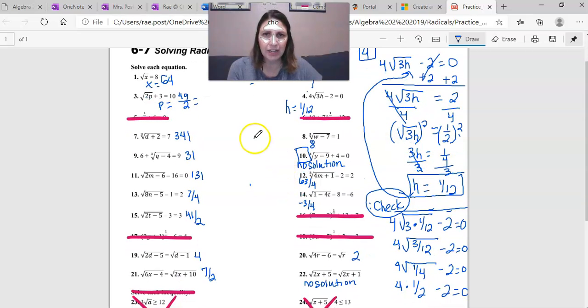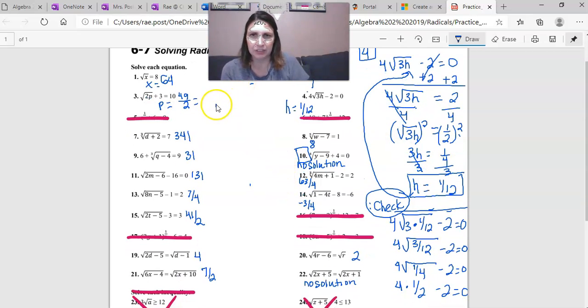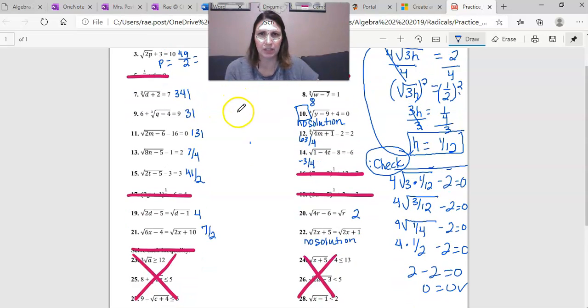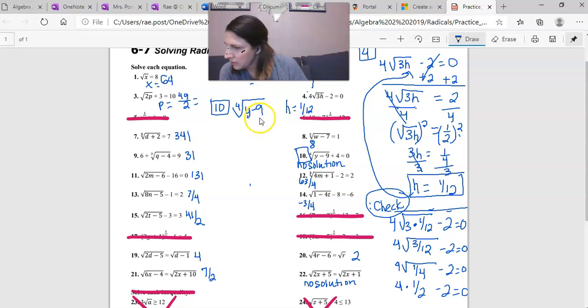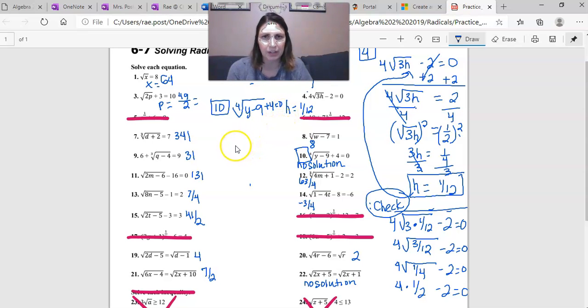Okay, so let's go ahead and check out number 10. I'll go ahead and put that one over here. This one says no solution, so I just want to remind you what that one looks like. So if it's no solution, what is number 10? Looks like it is the fourth root of y minus 9, plus 4 equals 0. All right, so that's number 10.